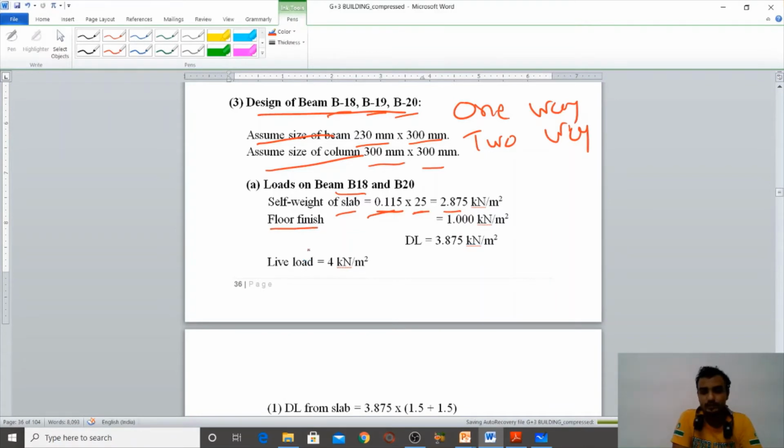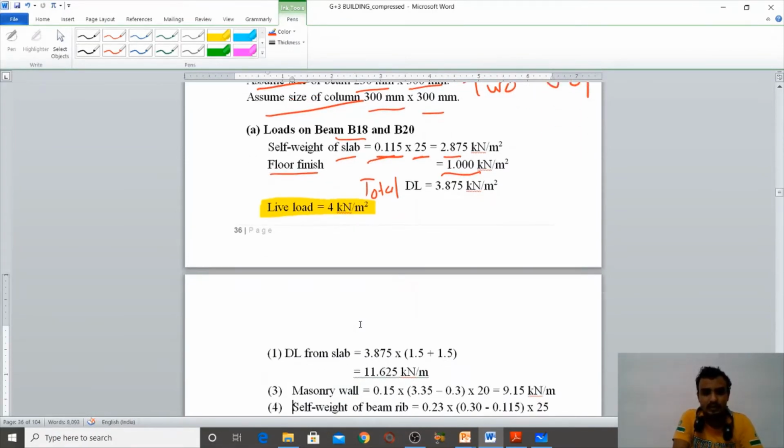Second is floor finish. The floor finish is given as 1 kilonewton per meter square. So the total dead load is 3.875 kilonewton per meter square. Now the live load is 4 kilonewton per meter square, and this live load is applied on the slab.